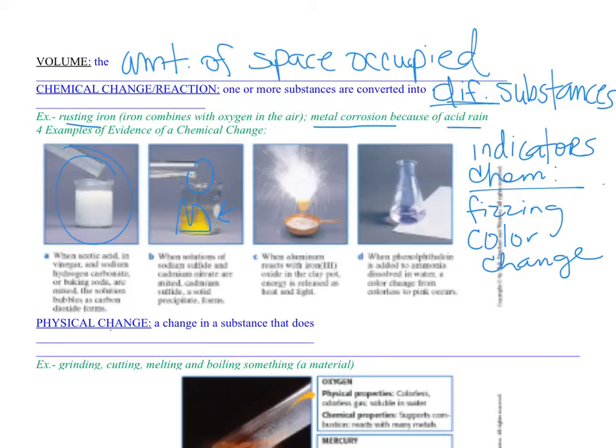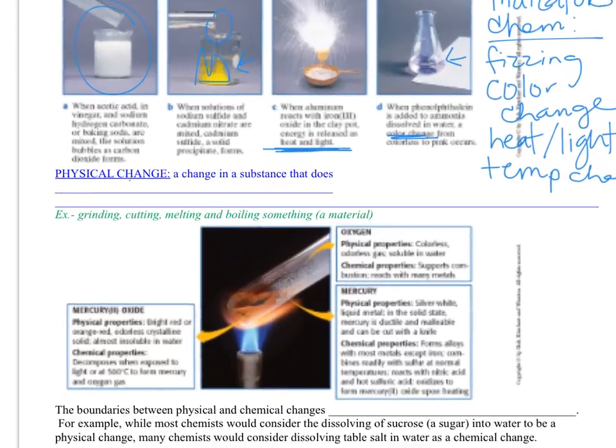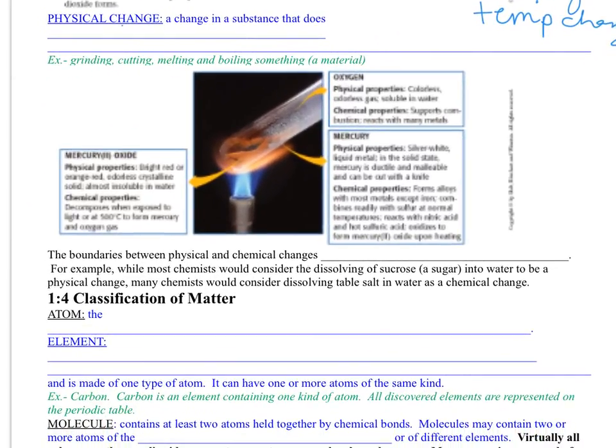We can look for energy that's being released as heat and light. Also, if there's any temperature change at all. They didn't mention that. And then again we've got a color change over here with phenolphthalein, which is used to indicate whether something's acidic or basic. And then a physical change is a change in substance that does not change the identity of the substance.